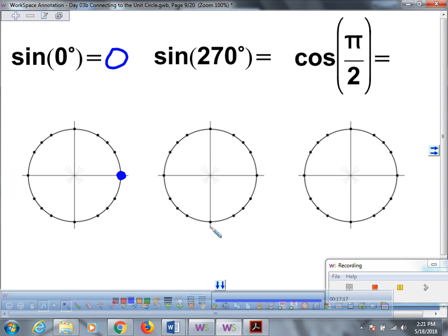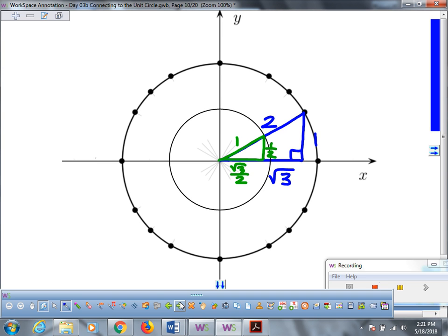-1. Cosine of pi over 2, here's pi over 2. Cosine. Because it's x. No, cosine's x. Cosine is x. Sine is y. Cos x. Okay, ready? All right, let's talk about this now.